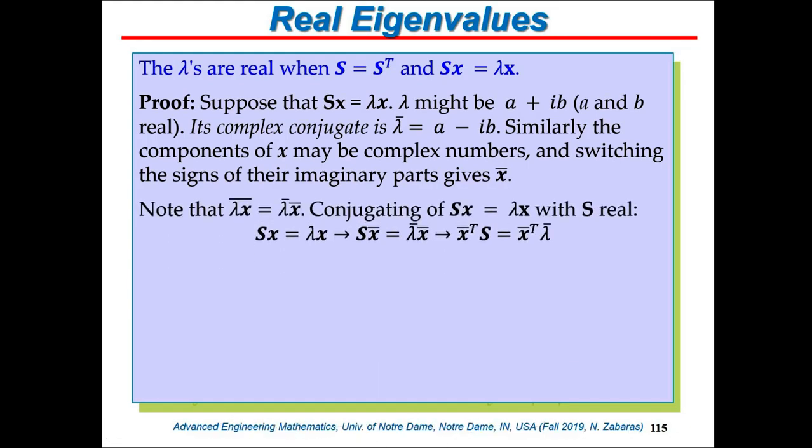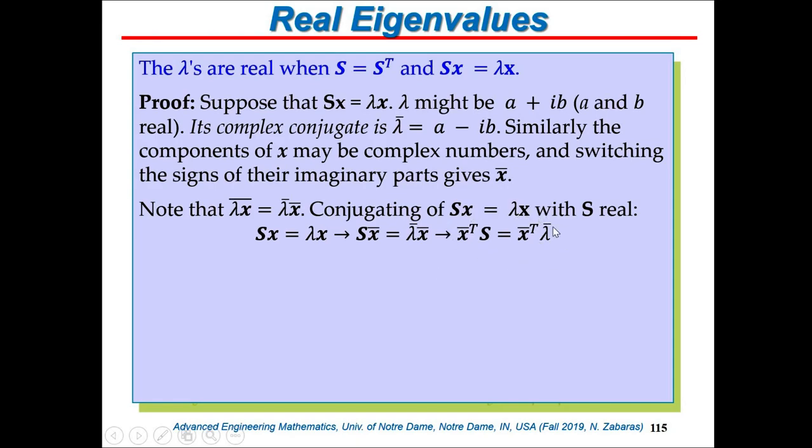So I'm going to start with Sx equals lambda x. Again, S is symmetric with real elements, and I'm going to take the conjugates of both the left and the right hand side. S is real, so it's not touched. x becomes x bar, and lambda, as we said, can be complex, becomes its complex conjugate lambda bar. All right, and if I take the transpose of the equation in the middle, I'm going to have x bar transpose S equals x bar transpose lambda bar. Okay.